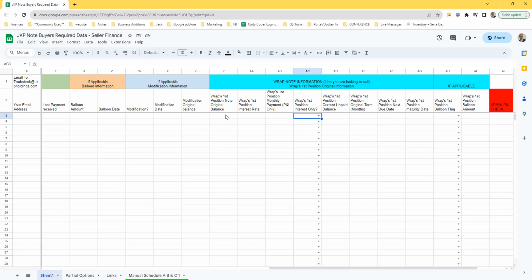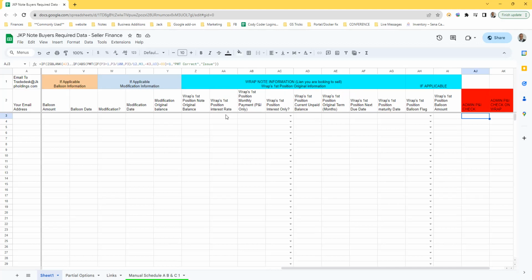And is it an interest-only loan that you created or no, right? If it's a fully amortized loan, great. We need to know what the current balance is, the UPB on this loan, what the original term is, how many months, again, 360 or whatnot, what the next due date is on that. When is the borrower next due? What's the maturity date? And again, if applicable, is there a balloon at all? If so, what is the balloon amount?